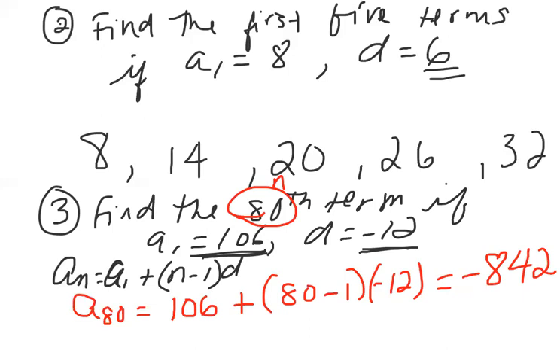All right, guys. Miss Althea, how did you get 842? Okay, so I grab a calculator and I type in 106 plus, in parentheses, 80 minus 1 times the -12. Oh, I see. I thought it was 102. I'm so sorry. Okay. My bad.